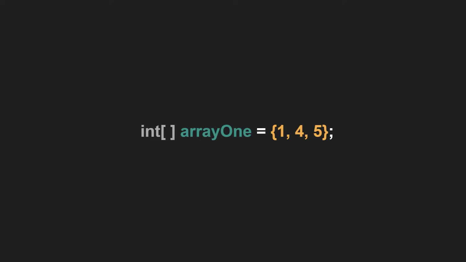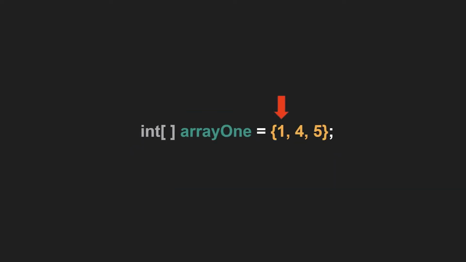Let's say we have this array, and we want to get the first value at this array and store it in an integer variable called a. Before that, we need to understand one simple concept. This is our array that we just initialized: array1, 1, 4, 5. In the English language, when we talk about this array, we say, okay, that's the first value, that's the second value, that's the third value.